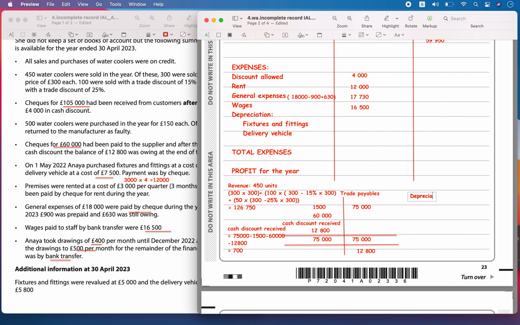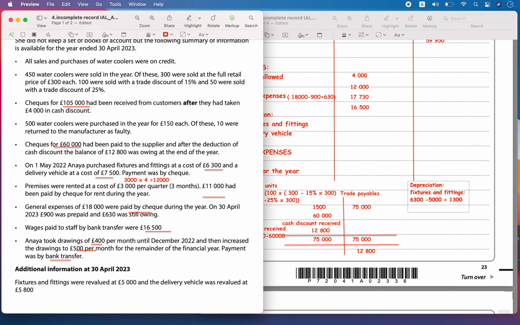So depreciation calculation. First one is for fixtures and fittings. It will be equal to, they bought it for 6,300 and now it's being valued at 5,000. So which means the depreciation amount is 1,300 for the fixtures and fittings.